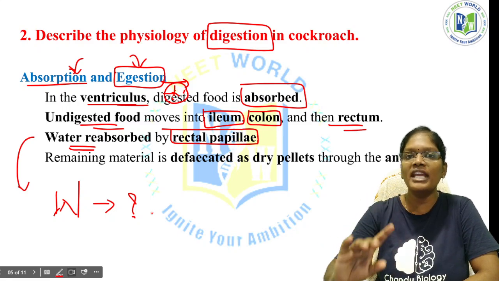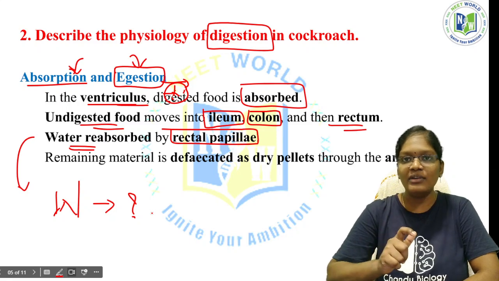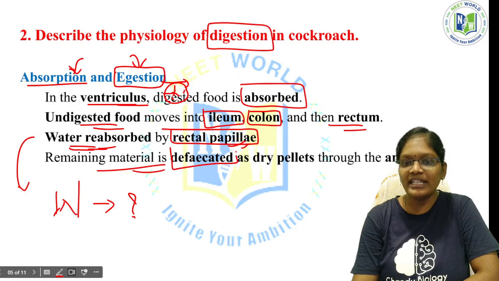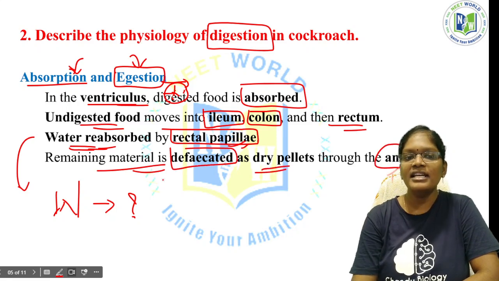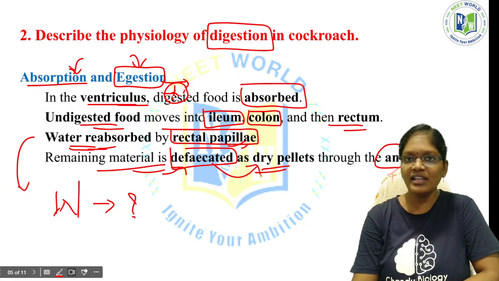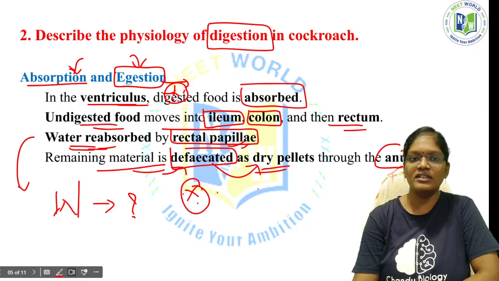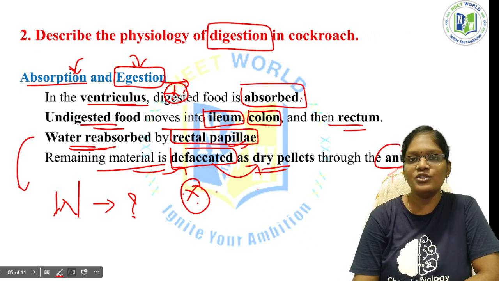The water has to be removed from the system just to eliminate the waste, not more than the waste. That is why the water is reabsorbed by the rectal papillae. Now the remaining material is defecated as dry pellets through the anus. This is called the egestion process. So this is the physiology of digestion in the cockroach.